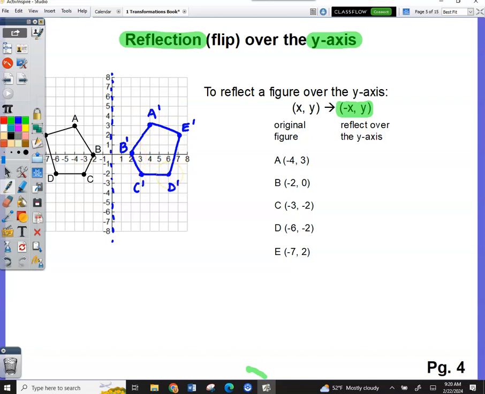Instead of trying to read my coordinates, it's easier just to apply the rule. The rule is if I'm flipping left and right, think of what axis runs left and right. X. So x gets the sign change. So x is the only one with a sign change.